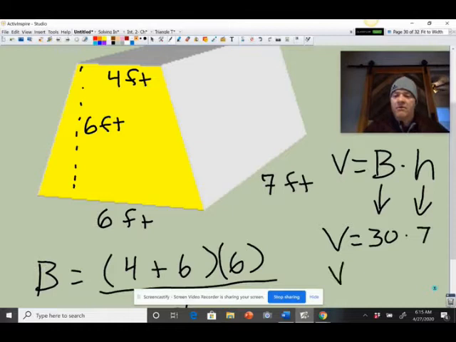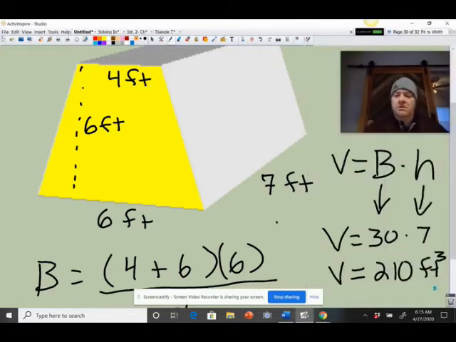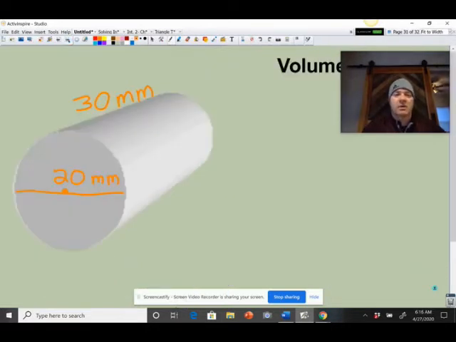And my overall volume, you should be able to do that in your head. That's 210, and it's going to be feet cubed. That is my area, or my volume. Okay, I think we've got one more. Let's see what we got.